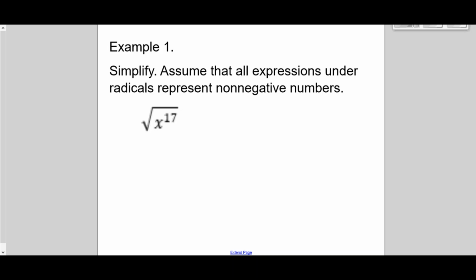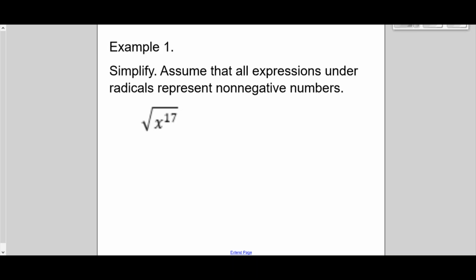So example 1. Simplify, assume that all expressions underneath the radicals are non-negative. In other words, we're just making sure that we don't have a negative underneath the square root, because remember, you can't take the square root of a negative number. So we're just assuming that all these variables represent positive numbers.